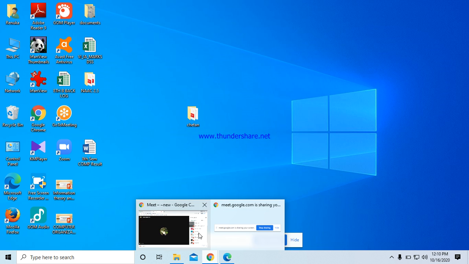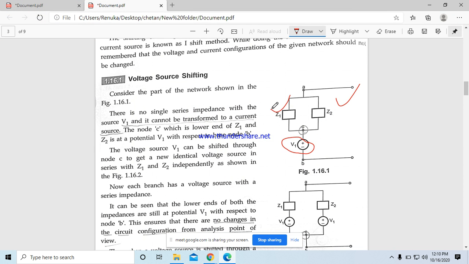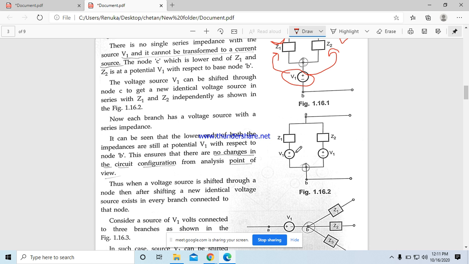Okay, you can observe that this voltage source is common to Z1 and Z2. While solving the problem, if you want to simplify the network, sometimes you need to shift this voltage source from this place to this, so that you can make V1 common to Z1 and Z2. So instead of writing like this, you can write down like this.